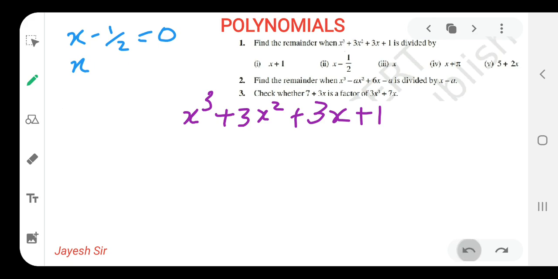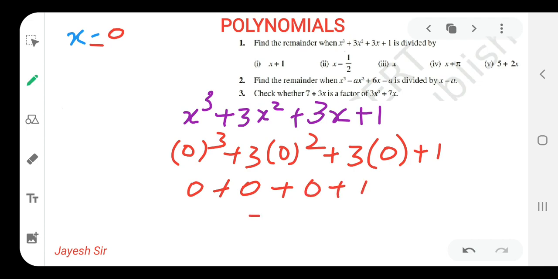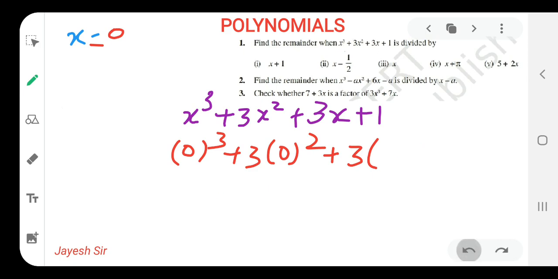Third sum. In the third sum, we have to put the x as it is and here 0. So from this we have found the value of x as 0. Now we will put the value of x as 0: 0 cube plus 3 as it is, 0 square plus 3 as it is, value of x is 0, plus 1. Now 0 cube is 0, plus 3 into 0 square, that means 0, plus 3 into 0, 0, and plus 1. So what are we left with? We are left with remainder 1. After putting the value of x as 0, we are left with the remainder 1. I hope you all might be able to understand it properly. Now you can pause the video and try to solve by your own, friends.